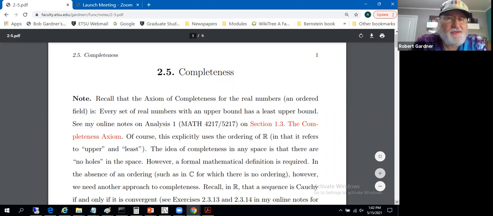there's shortcomings to that in the current setting, and deal with those shortcomings in a way consistent with your past experience. Your past analysis experience certainly includes the analysis of the real numbers. Recall, the axiom of completeness of the real numbers states that every set of real numbers with an upper bound has a least upper bound.